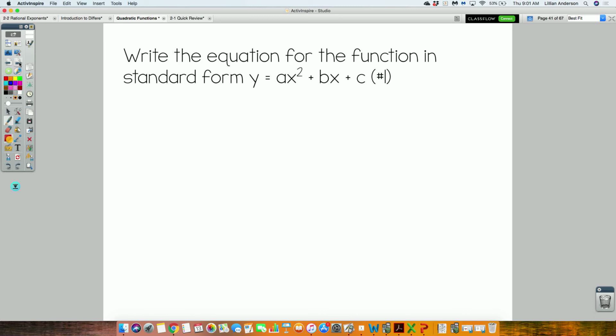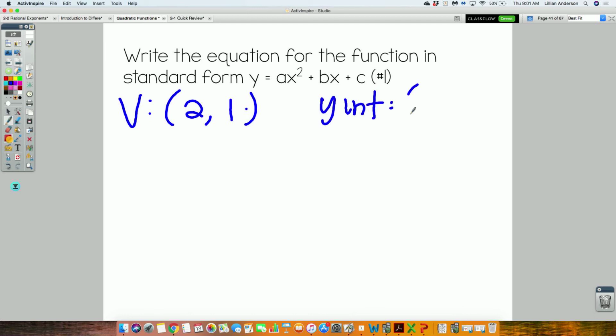The directions say to write the equation of the function in standard form, and we're looking again at number 1. When you look at number 1, what information do you have? You have a vertex, which is located where? (2, 1). And then you have a y-intercept at (0, 5). Okay? So that's what we're given in number 1 in that picture.